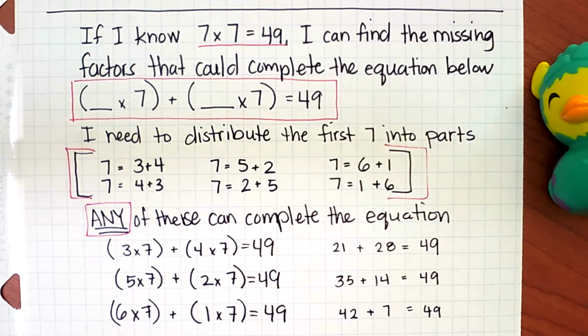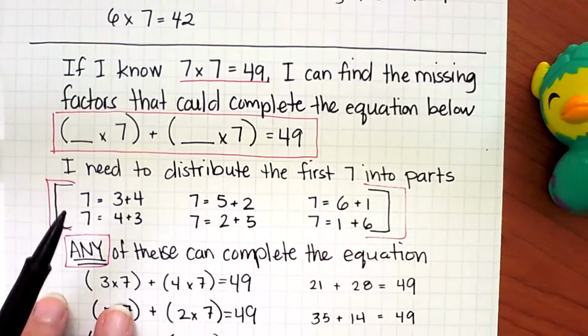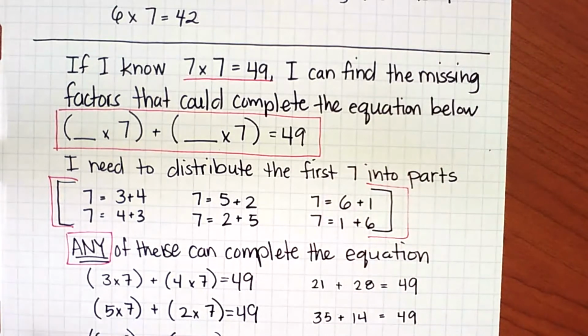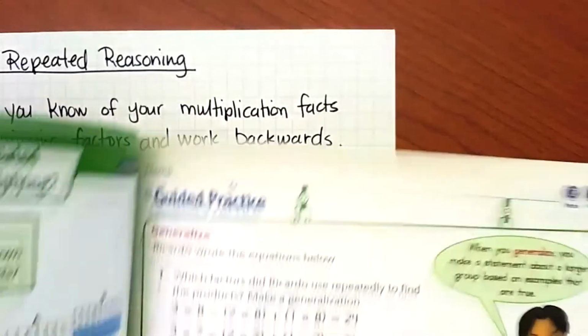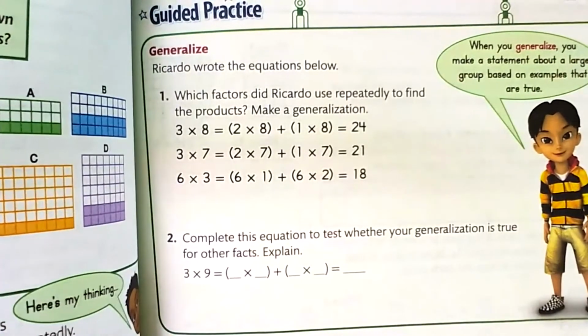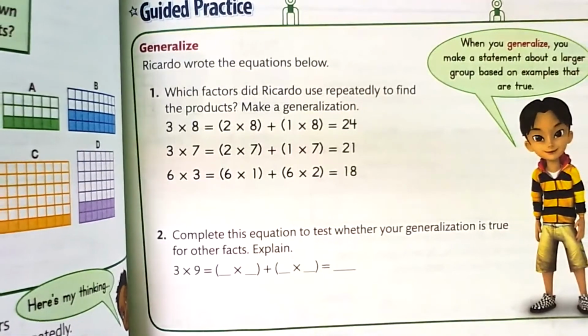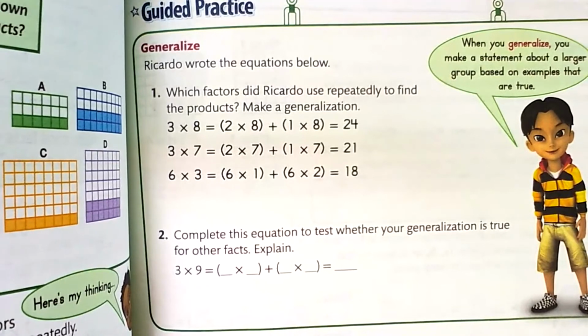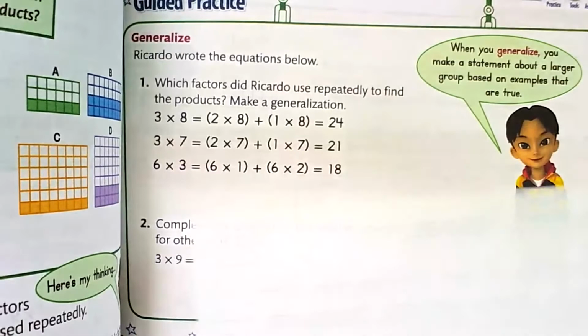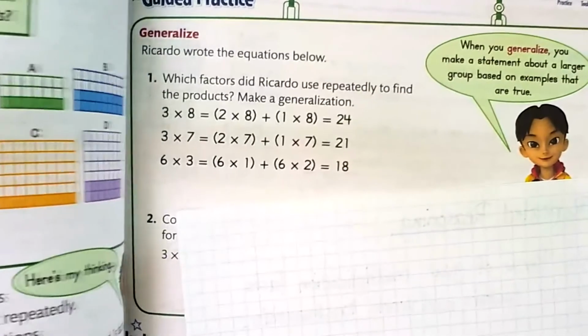Now let's go ahead and take a look at our guided practice, and we're going to work through this together. Let me bring over my book so that you guys can see the questions, and we will solve them as we go. So for number 1, it says, Ricardo wrote the equations below. Which factors did Ricardo use repeatedly to find the product? Make a generalization. Let's go ahead and take a look.